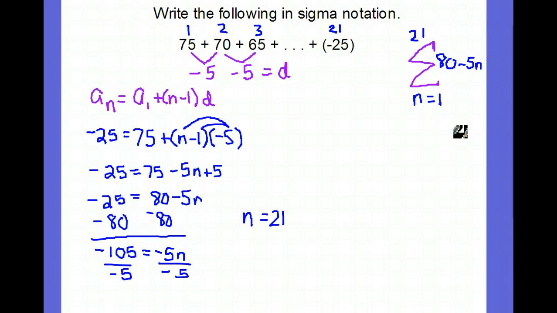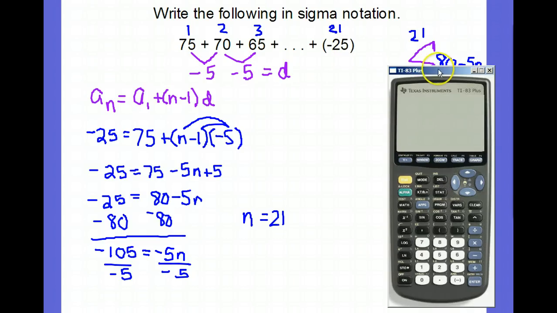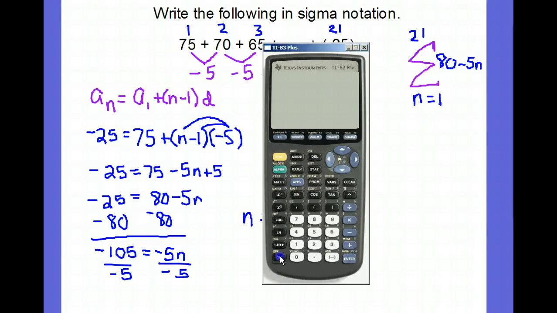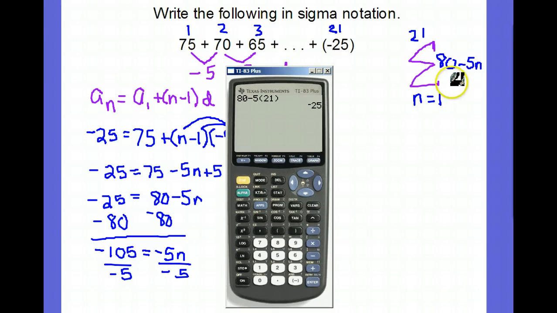Real quickly, and this is just an add-on, you can check your work here to make sure that yes, you have the correct number of terms, and yes, you have the correct explicit formula. If I plug 21 into this formula, I should get -25. So let's do that. If I plug in 21, I have 80 minus 5 times 21, and that gives us -25. So we know that 21 being our last term works.